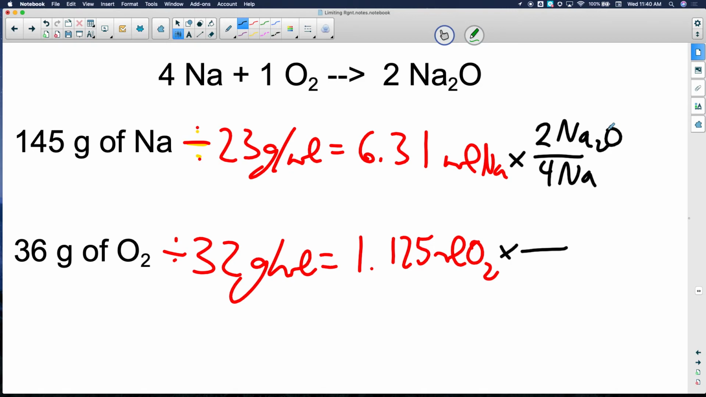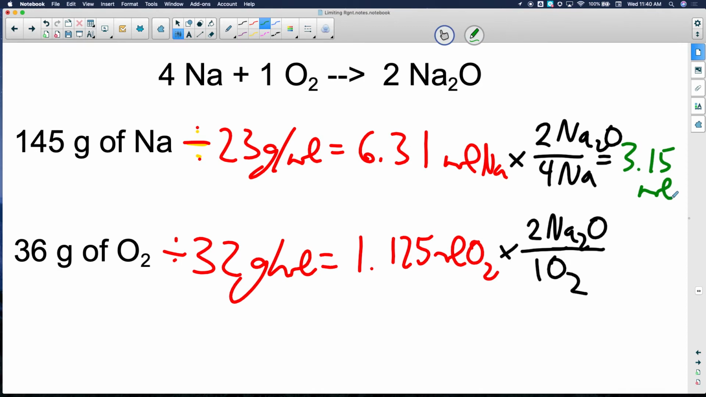On the bottom, you're gonna get 1 or 2. Uh-huh. And then on the top, you're gonna get 2Na2O. All right. So now Mary's going to tell us what's 6.31 times 2 over 4, Mary? 3.15 moles of product. And Elizabeth, what's 1.125 times 2 over 1? 2.25 moles. So, Ella, how much product am I actually going to be able to make?